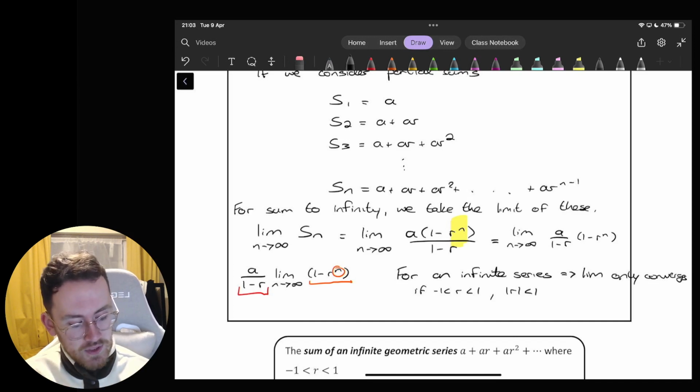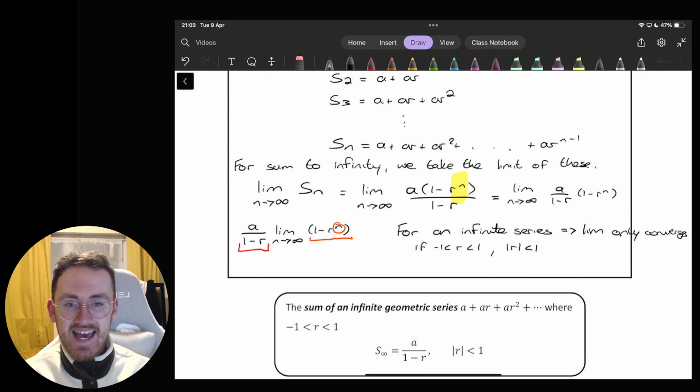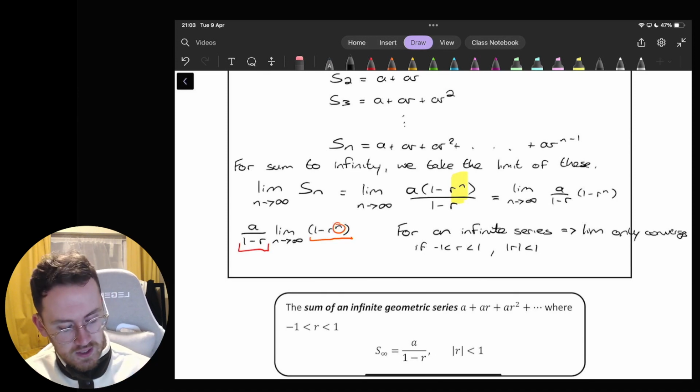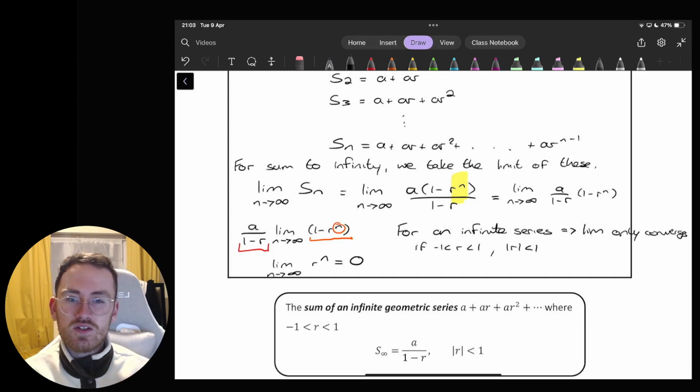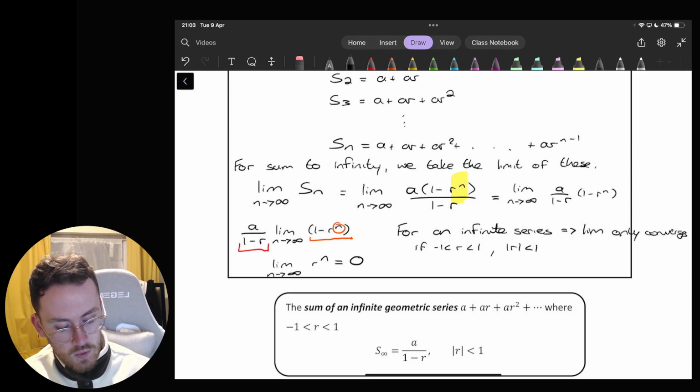And what's going to happen to a fraction like that as n gets bigger? If we think about what would happen to r there as n approaches infinity, r to the power of n is going to approach 0. Where that comes from is we're thinking of r as being some sort of fraction, so you can think about it as being 1 over p for some p, all to the power of n.